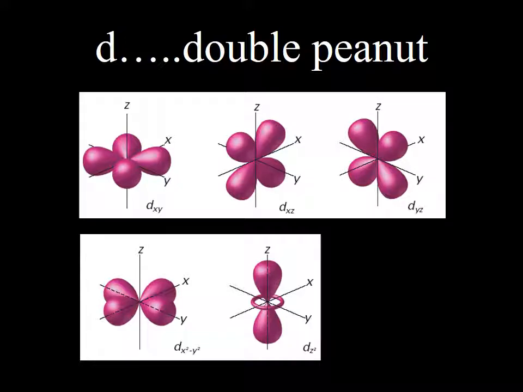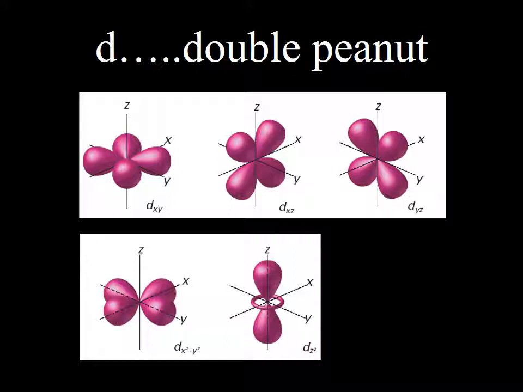Then we have D. There's 5 of these. So D for double peanut, meaning imagine that you take 2 peanuts and put them on top of each other. So the first 4 pictures look like that. The 5th picture, I don't know what that looks like. So again, we're trying to describe a shape, but it's not a perfect thing here. So SPD, sphere, peanut, double peanut, I learned that in high school. High school students all over the country are learning that right now.